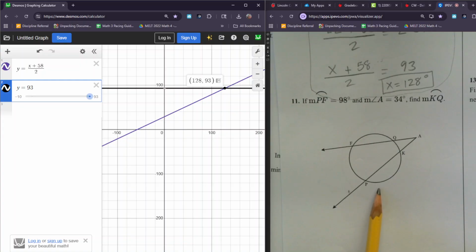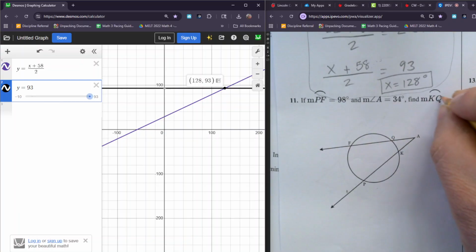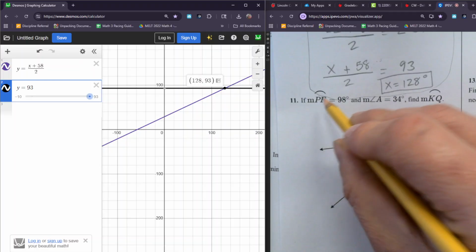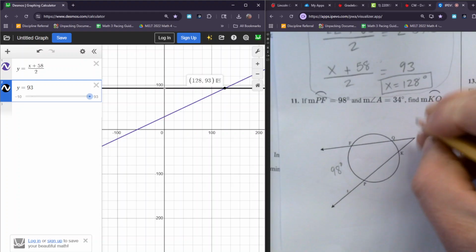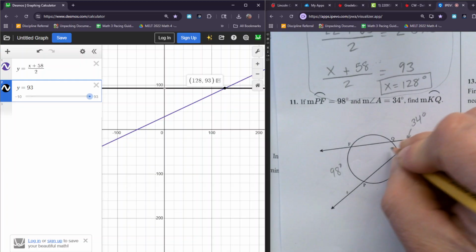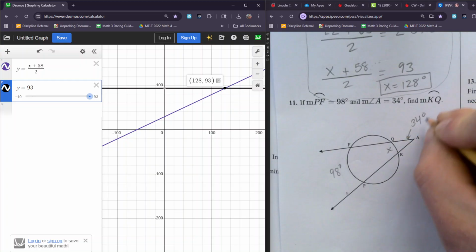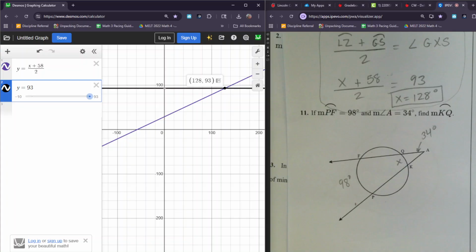No, this is still angles here. Never mind. Okay, so we're looking for angle. So it says if the measure of arc PF, which is your big arc, is 98, and the measure of A is 34, then what is this little measurement right here? KQ, okay?